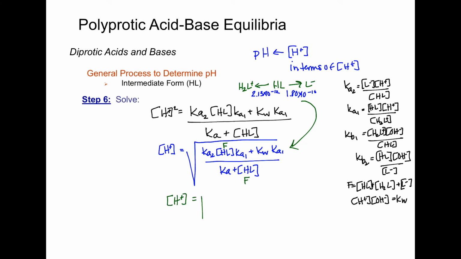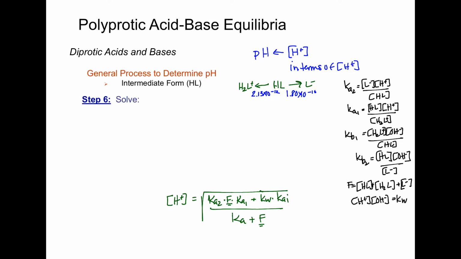H plus is equal to Ka2 times the initial concentrations times Ka1 plus Kw times Ka1 divided by Ka plus the formal concentration. So those F's are the initial concentrations, whatever they give you in the problem. So I've cleaned things up a little bit, and now let's actually solve for this. So we're going to determine the pH. All the other example problems we are doing, the initial concentration that we started with was 0.0500 molarity. So let's just use that here, and we'll put that in for our concentration.